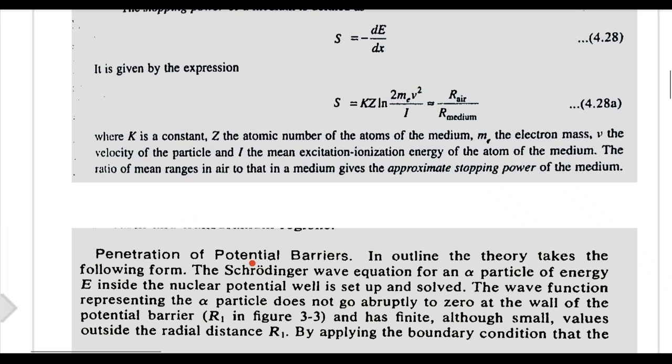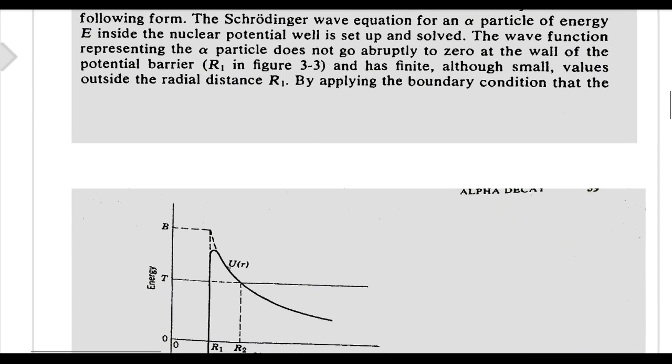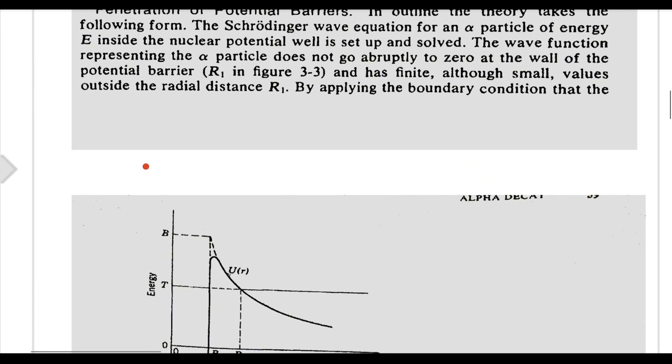Now, penetration of potential barriers. In outline, the theory takes the following form. The Schrodinger wave equation for an alpha particle of energy E inside the nuclear potential well is set up and solved. The wave function representing the alpha particle does not go abruptly to zero at the wall of the potential barrier, as seen in figure 3.3, and has finite, although small, values outside the radial distance r1.